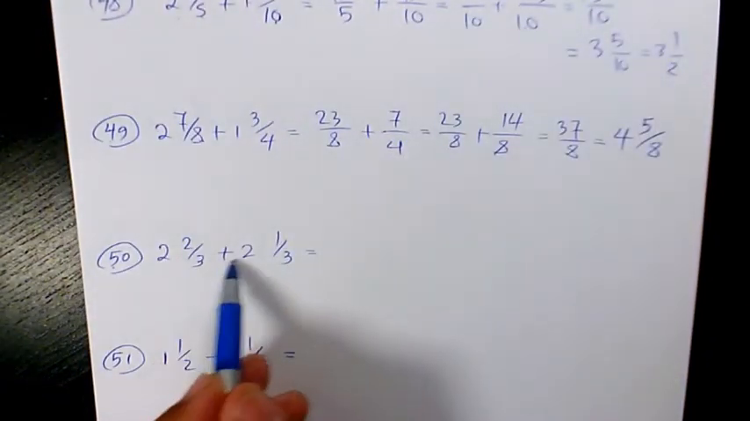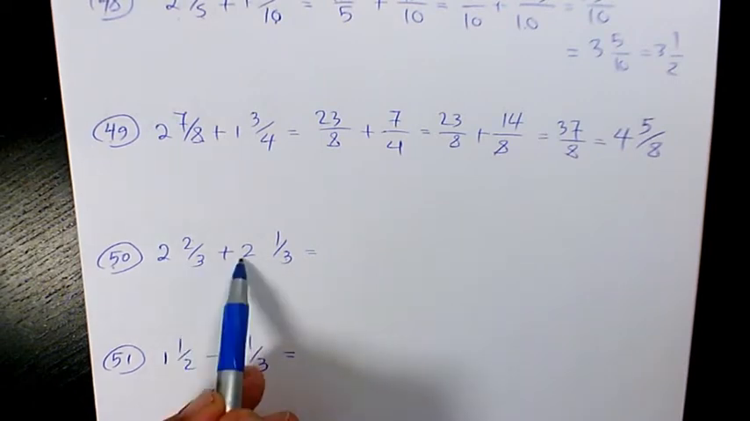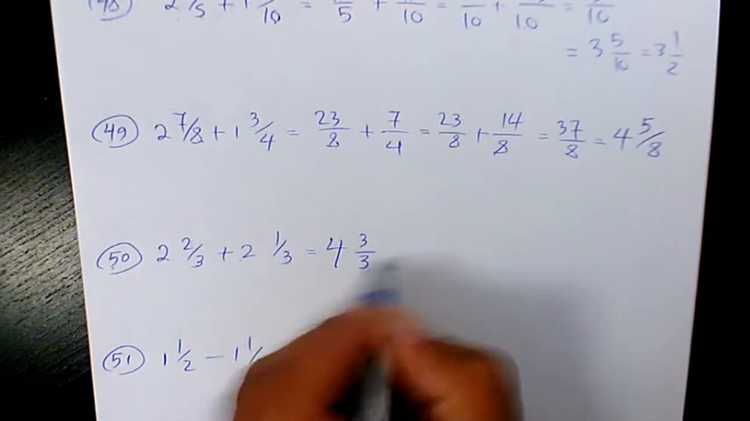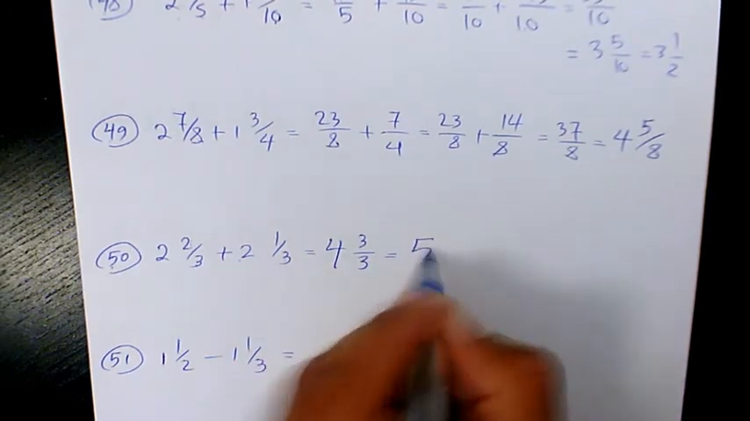2 over 3 plus 2, 1 over 3. 2 plus 2, 4. 2 over 3 plus 1 over 3 is going to be 3 over 3, which is going to be 1. So 4 plus 1 is going to be 5.